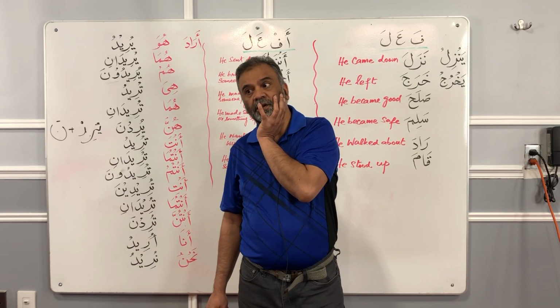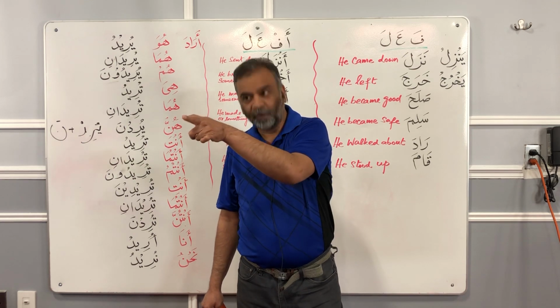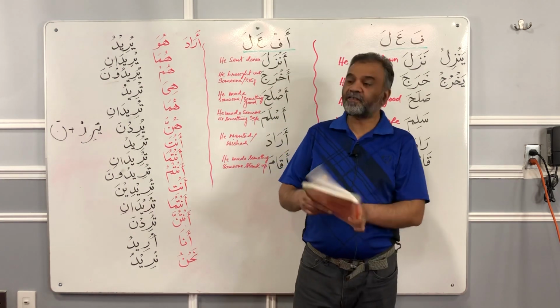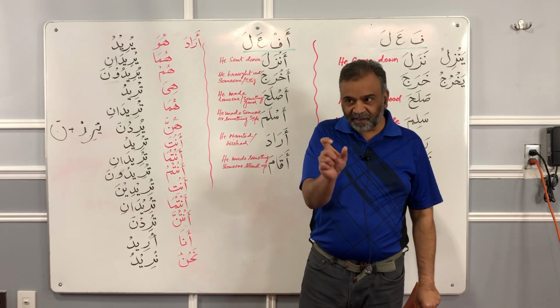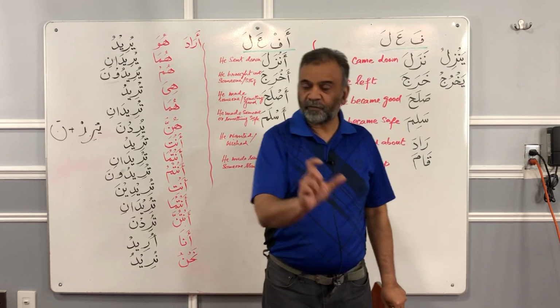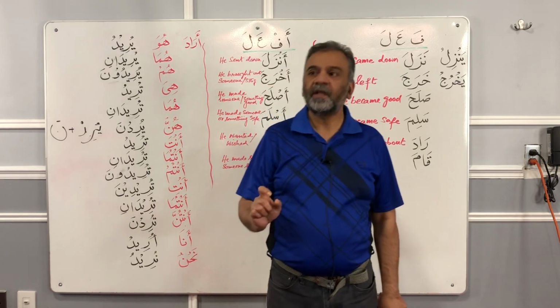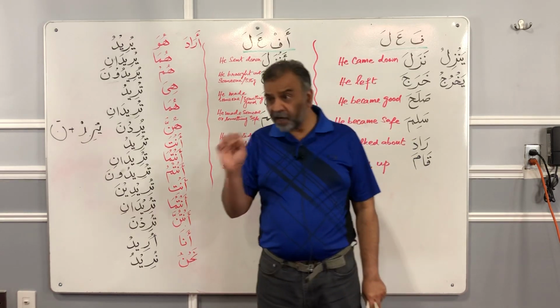Uridu, that's mafulun bihi. So al-ana is coming in between the verb and the mafulun bihi. Yeah, that can happen. Rarely, but that can happen.